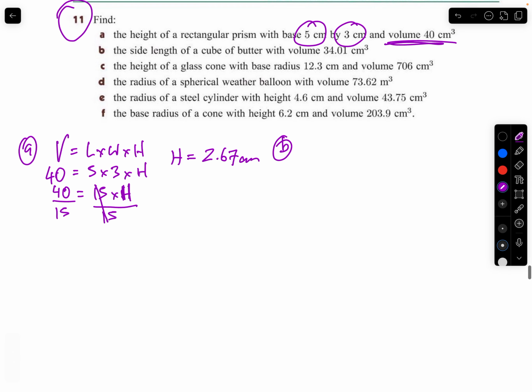B, the side length of a cube of butter with volume. So the volume of a cube is going to be length times width times height. It's a cube, so all of them are the same. So let's just call it length times length times length. So it's going to be length cubed. And the volume is 34.01. So to get the length, the opposite of cubing something is cube root. So length is going to be cube root of 34.01 on the calculator.